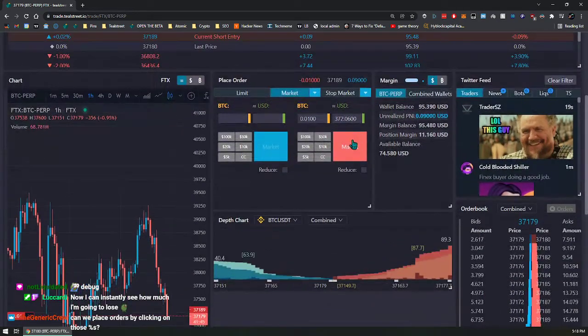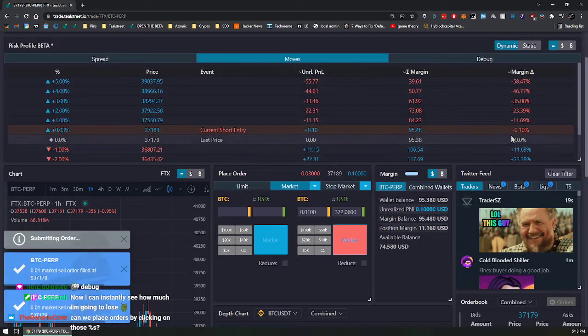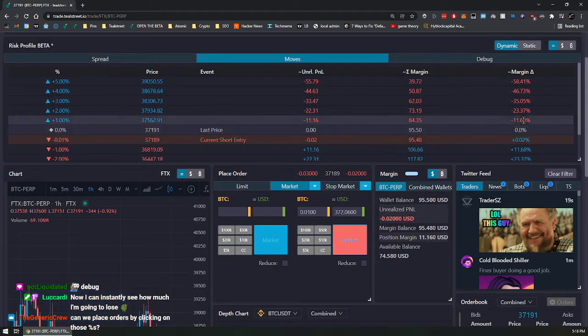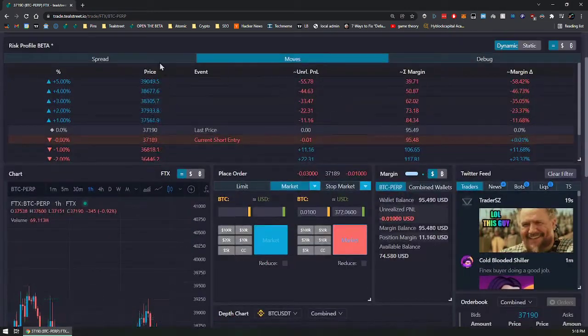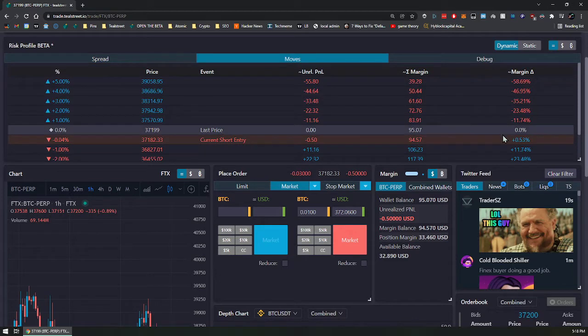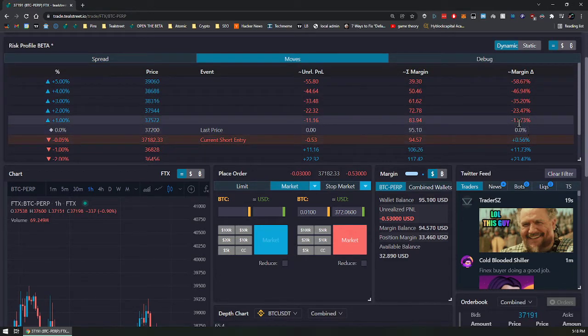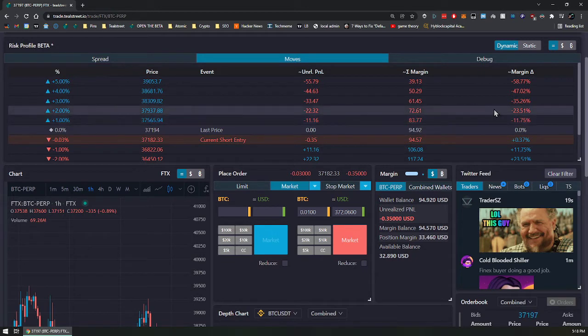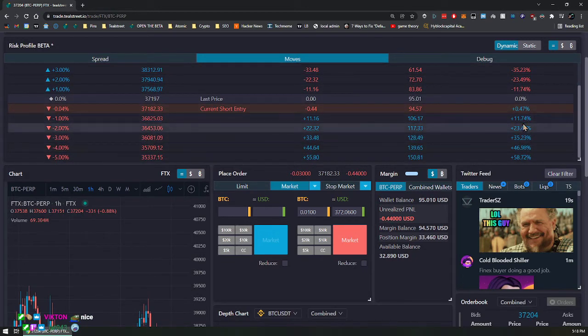So we could just add to this short just to see some updates here. So now, if it goes against me 1% on this position, which is a 11.69% position, so 11.69x position, I'm going to lose 11% of my balance. And if I let it go for me, a 1% move on an 11x position, that's an 11% gain on your balance. You with me so far?